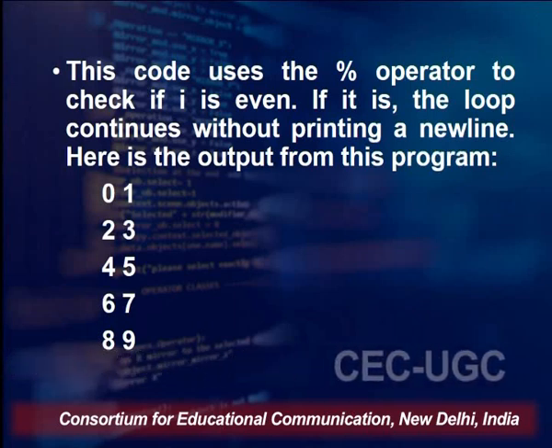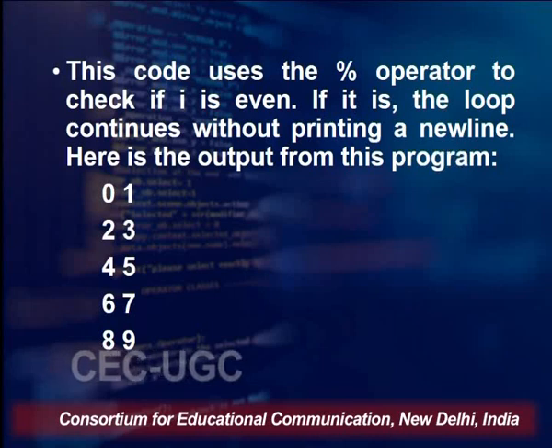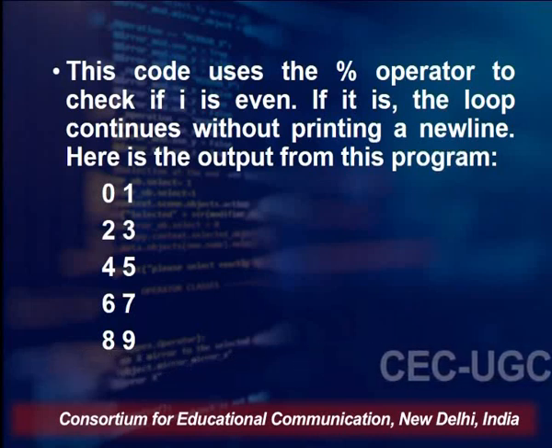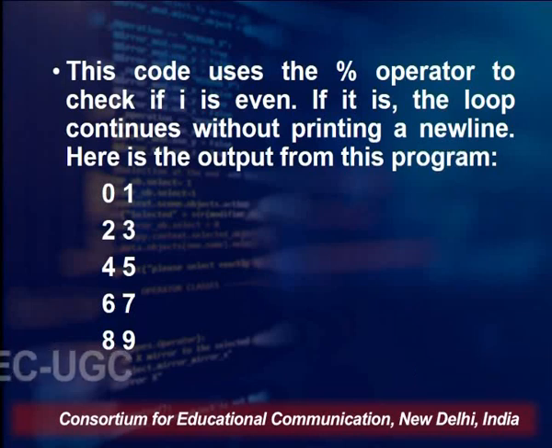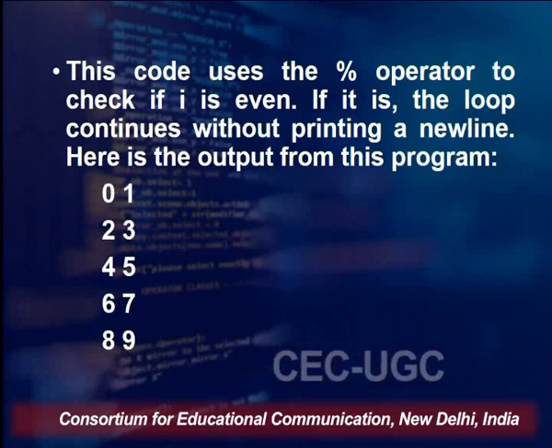So 0 mod 2 is equal to 0, so no new line change. 1 mod 2 is not equal to 0, so a line change is there. After 2, no line change. After 3, there is a change of line. After 4, an even number, no line change.